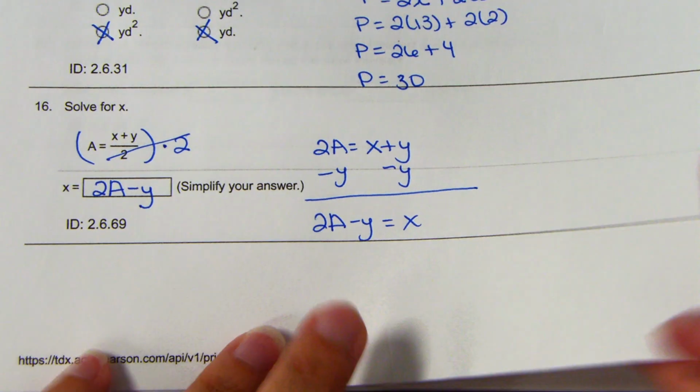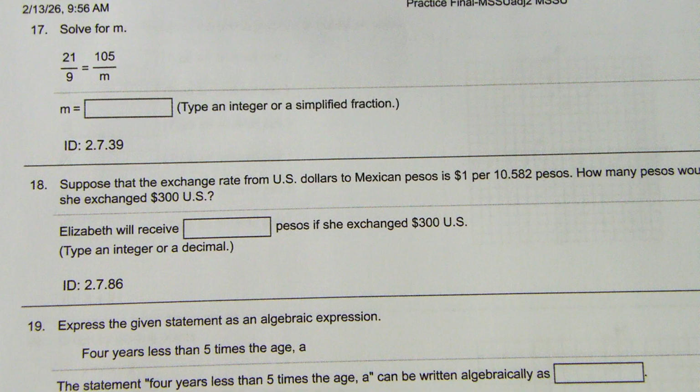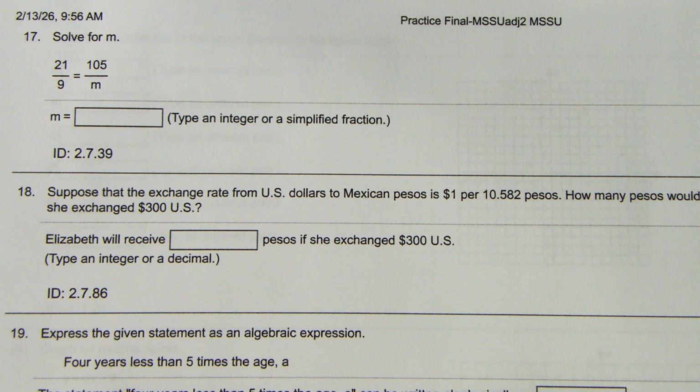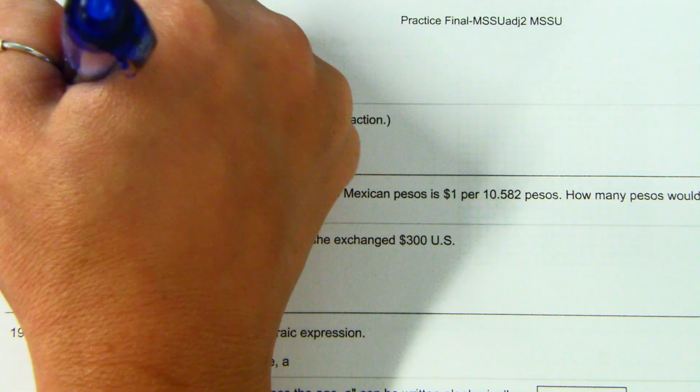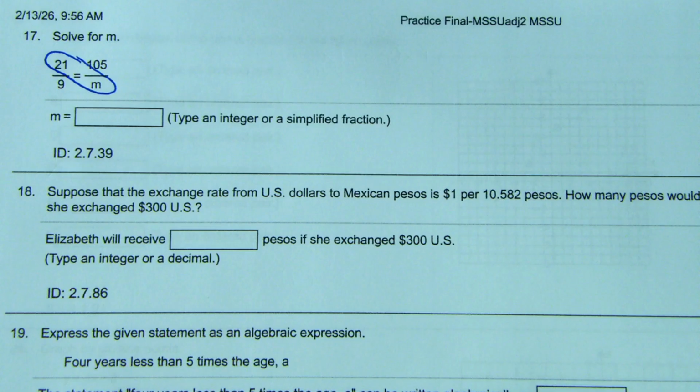So my first step is going to be to move that 2 over to the other side. Since it's dividing on the right-hand side, to move it, I would have to multiply everything by 2. That will give me 2a equals x plus y, because the 2 here would cancel with that 2. To get x completely by itself, I'd have to move this y.